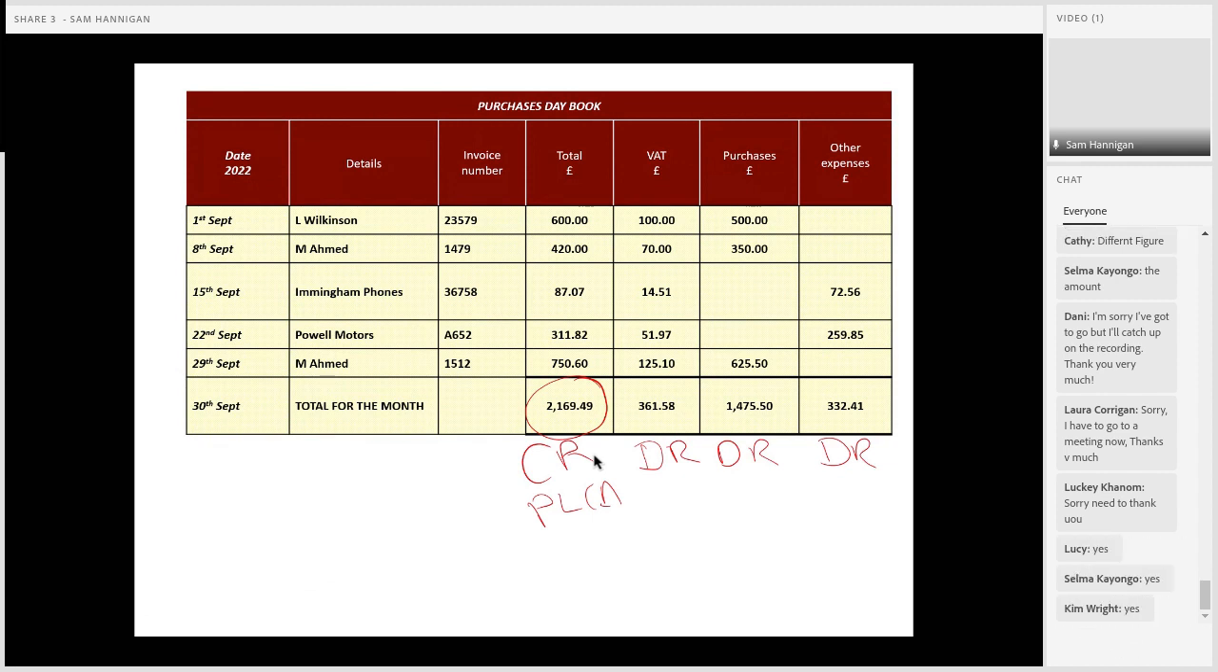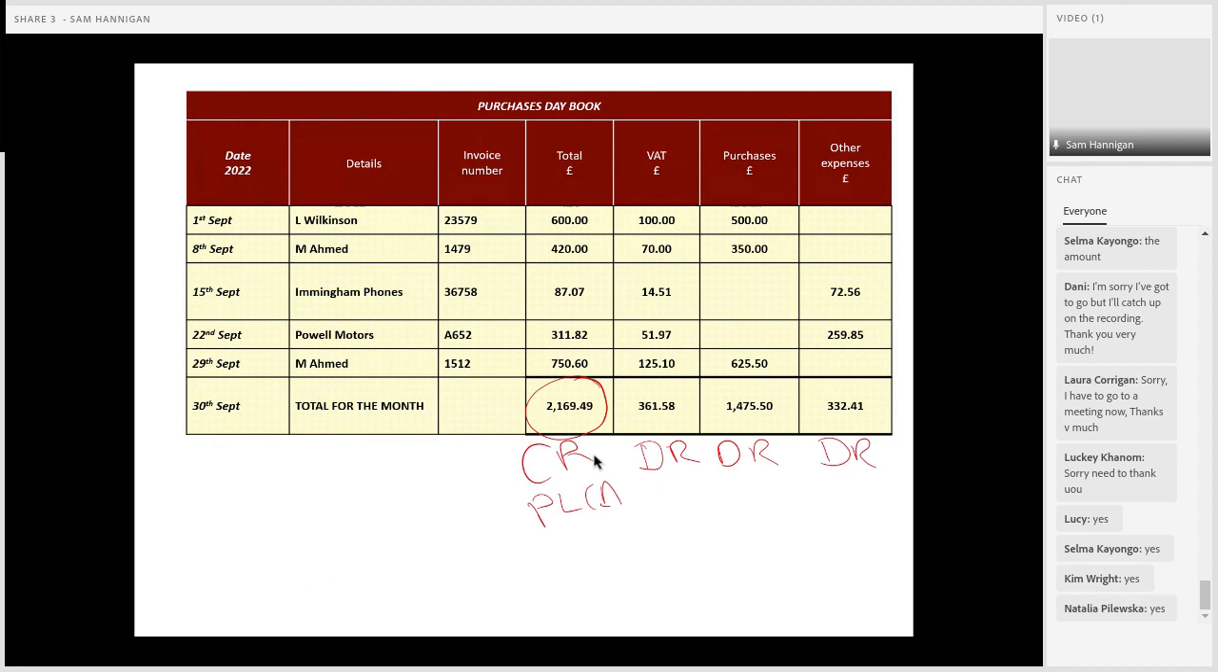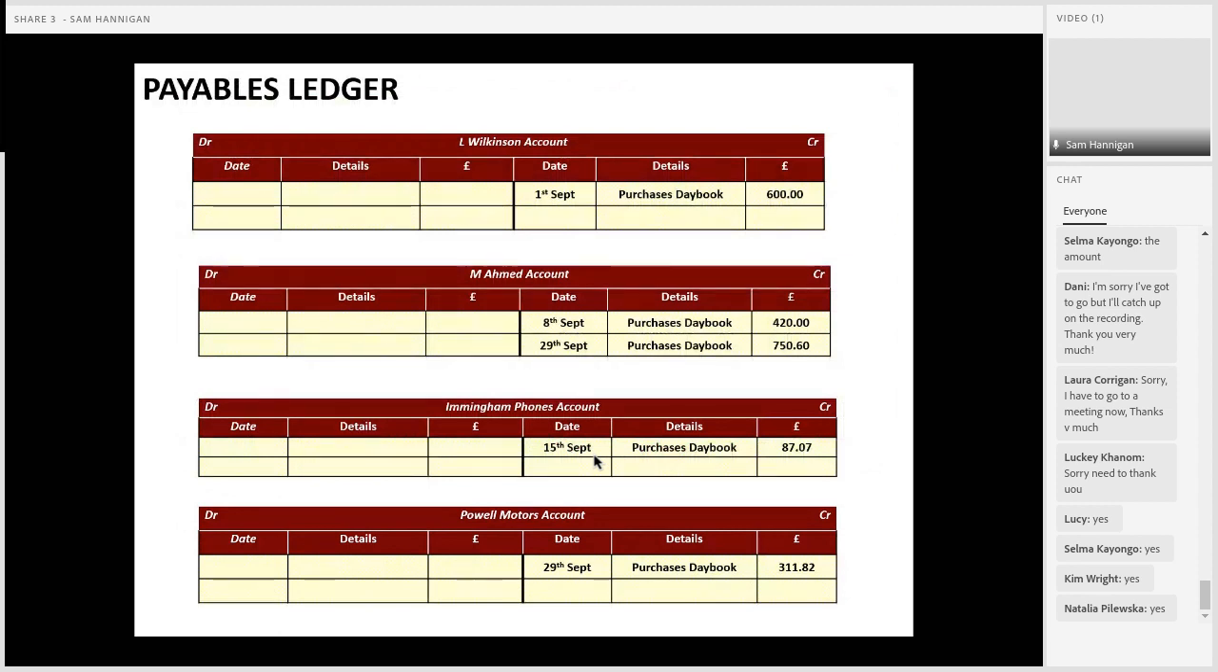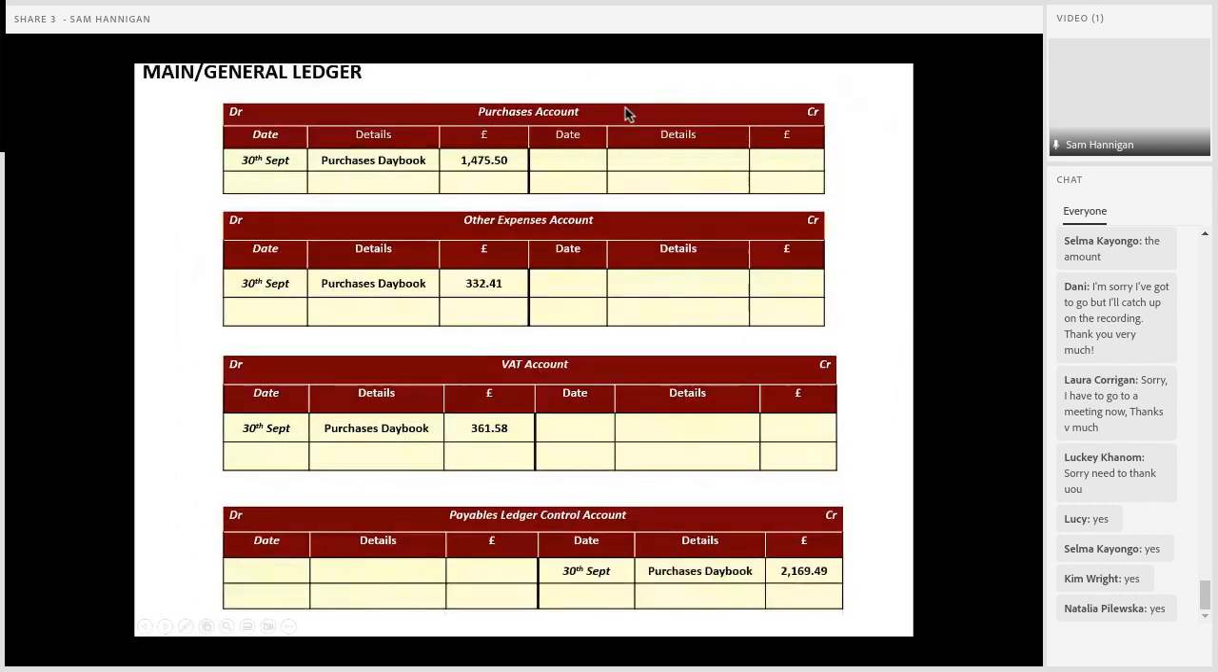So think back of what you already know. Perfect. All we're doing is opposite. Excellent. So when it comes to purchasing, remember your memorandum accounts, and they are on the credit side because they're a liability. We owe Wilkinson, Ahmed, Immingham Phones, Power Motors, we owe them money. So it stays as a liability, but then when you pay them, you would credit your cash book and debit their account, and debit the trade payables control account. That's why they're shown as a liability in their individual account, because we owe them money.